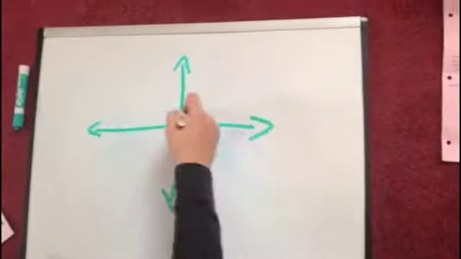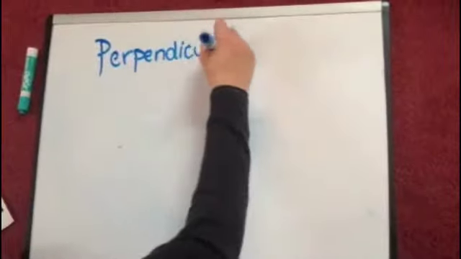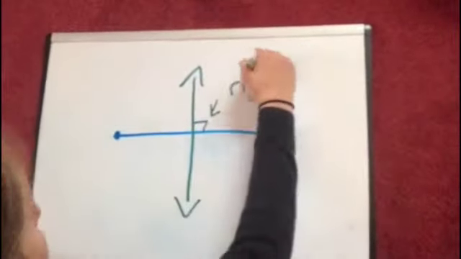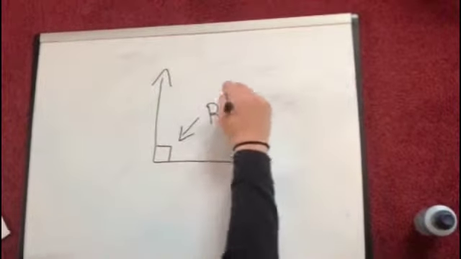Perpendicular lines are lines that intersect, creating a right angle. A perpendicular bisector is a line which cuts a line segment into two equal parts at a 90-degree angle. A right angle is an angle which is equal to 90 degrees.